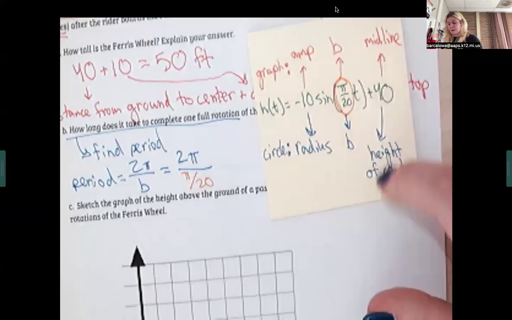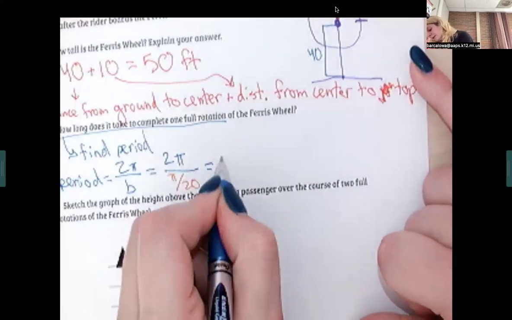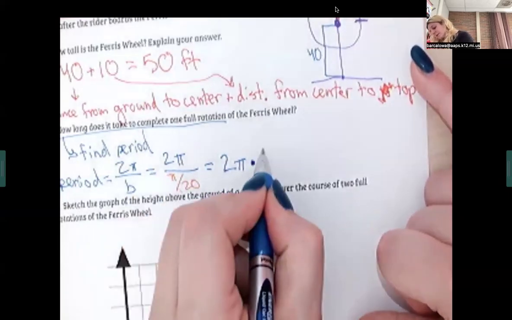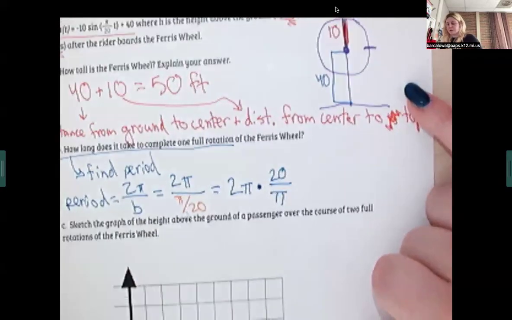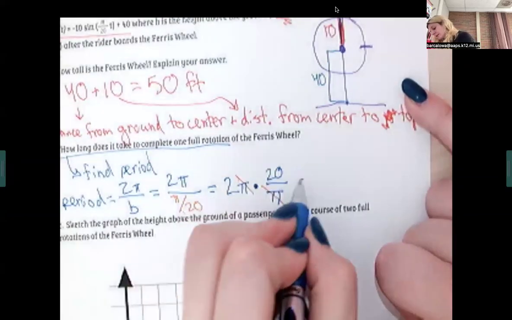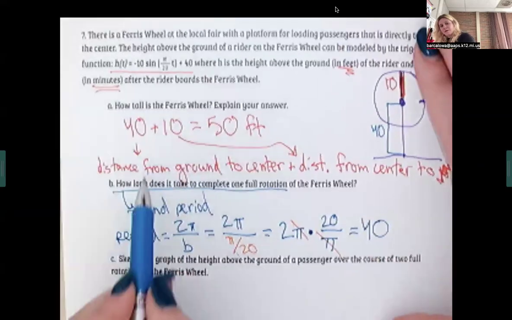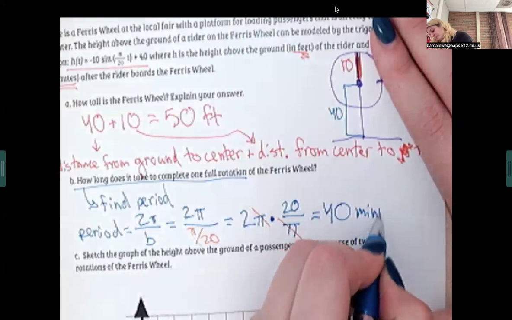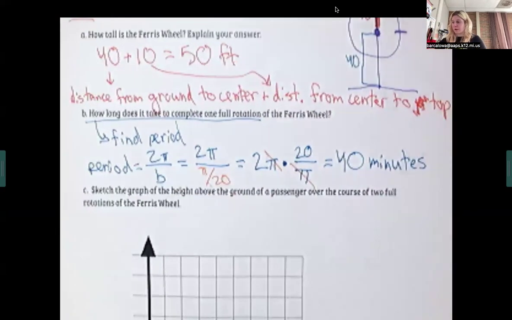Okay. So now we need to simplify that. Fraction and fraction, keep change flip. Keep your 2 pi, change to multiplication, flip this one. Now we have 20 over pi. Okay. Hey, what just happened? I got pi divided by pi. 2 times 20 is 40. And what are my units? Minutes. How long does it take? 40 minutes. Pretty long Ferris wheel, just to go around once.